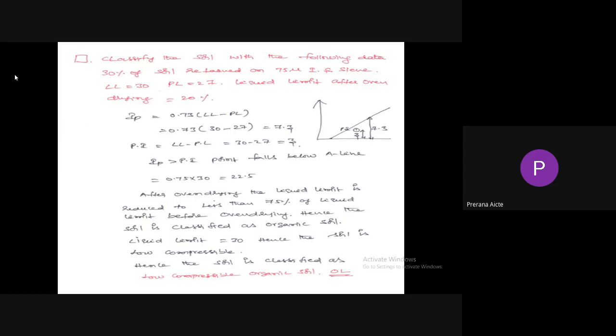So the liquid limit is equal to 30, that means less than 35, hence it is called low compressible. So the soil is classified as low compressible organic soil.